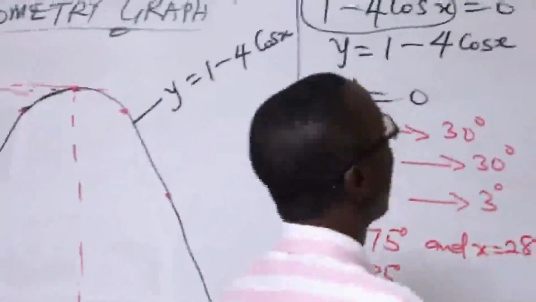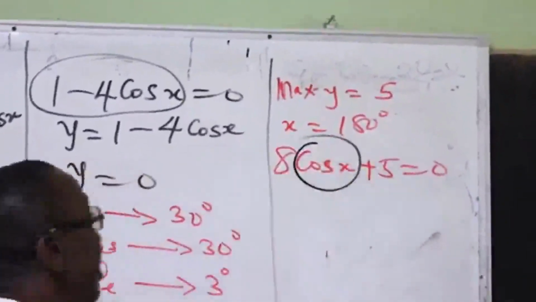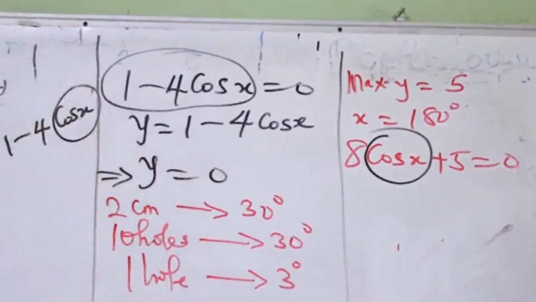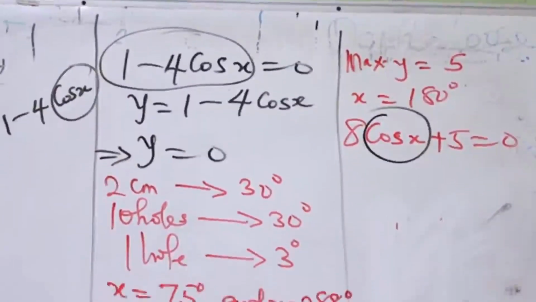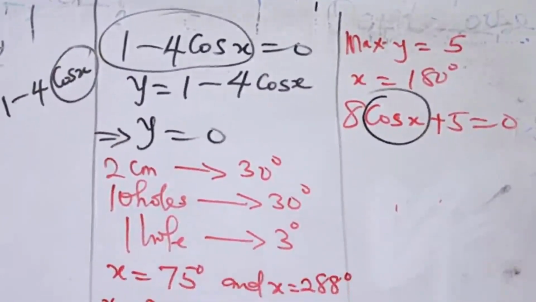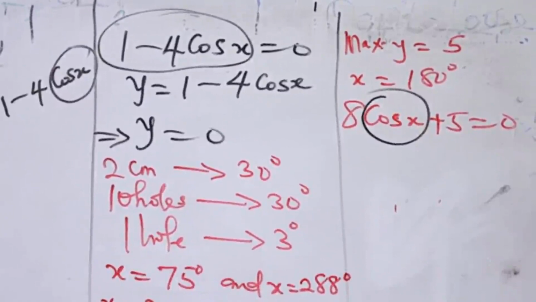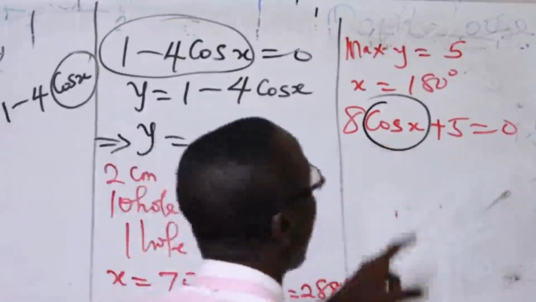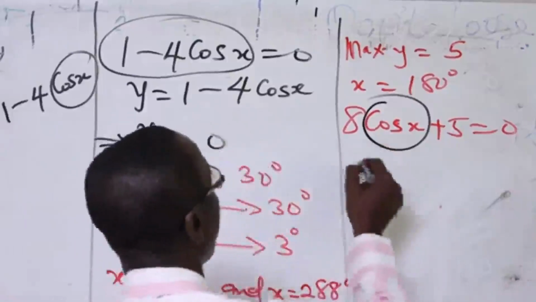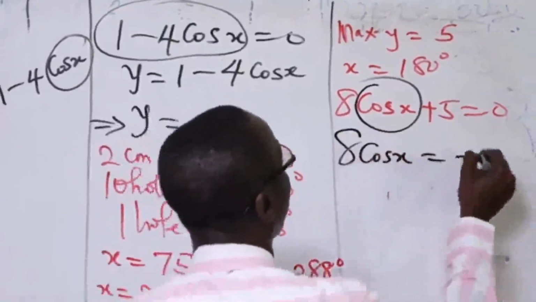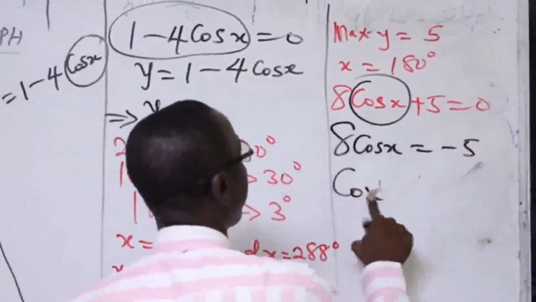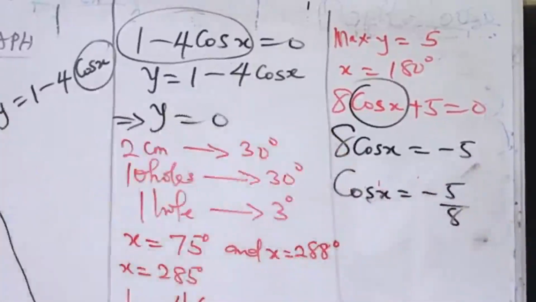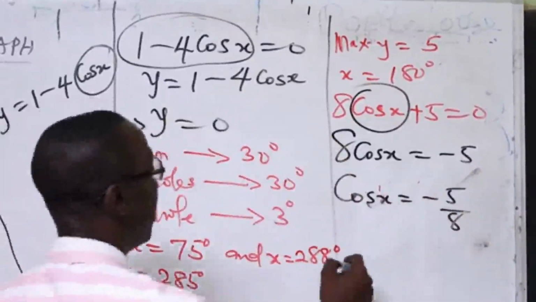So what is the function here? This is the function, right? And you can see that it's the same function, so they can work together. They should not give you any equation that has different functions; they will not work together. So as soon as you can locate the same function, I want to now make cos x the subject of the formula. That means 8 cos x should be equal to minus 5. Cos x here is minus 5 over 8.